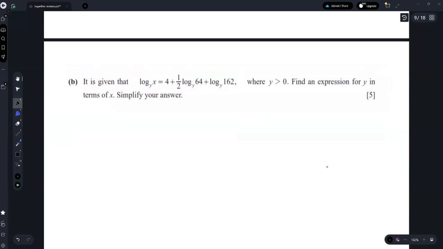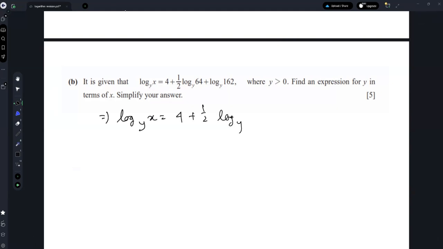So we notice that it is log base y of x equals 4 plus half log base y of 64 plus log base y of 162. Now here's another problem. The trick behind this one is that I want to keep every single term with this little y here on the left hand side. So what I'm going to do is that I'm going to do that.